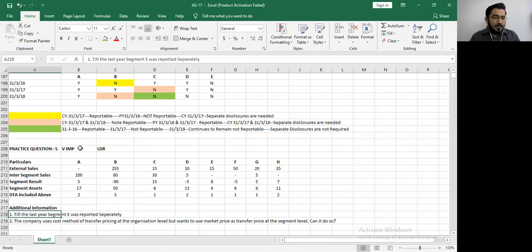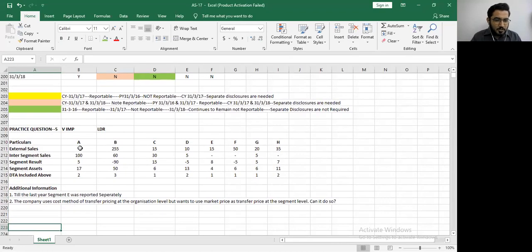Okay, it says till the last year segment E was reported separately. The company uses cost method of transfer pricing at the organization level, but now wants to use the market price as the transfer price at the segment level. Can it do so? Okay, let's begin solving this question.